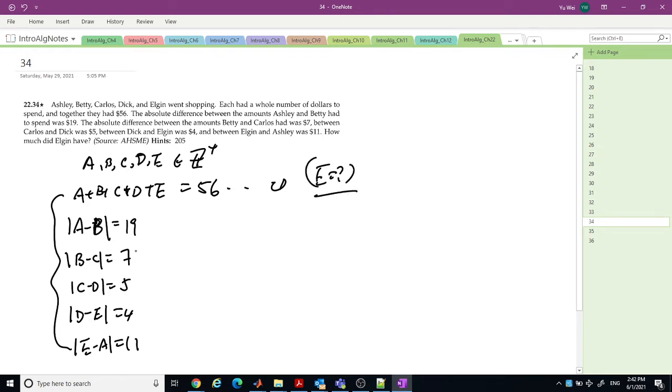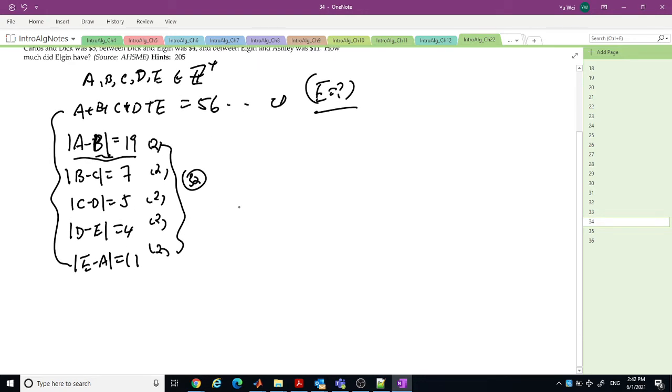This is a logic problem. Because we have A minus B is 19, we have many possibilities. You have two possibilities here, two here, two here, two here, and two here. But the cycle is constant, so you have 32 possibilities. The question is how we can significantly reduce all these possibilities.